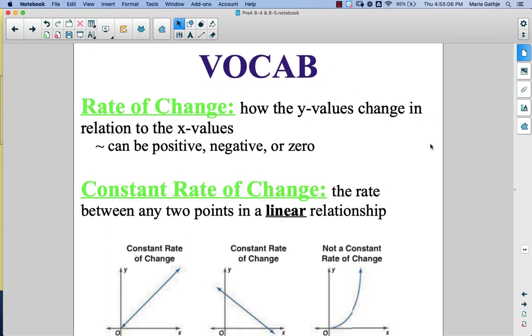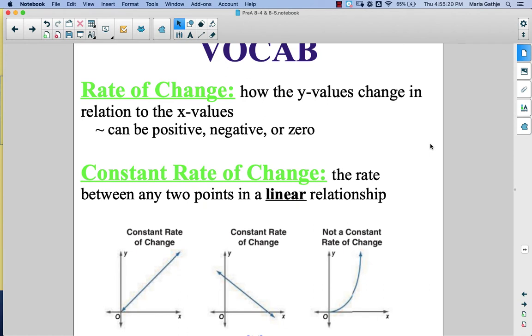to the x values. This change can be positive, negative, or zero. When it is a constant rate of change, this is the rate between 2 points in a linear relationship. So if we look at the three examples down here at the bottom, this first one shows a positive rate of change, and it is constant. It is a line that is going up by the same amount as it continues to go from left to right. This second example is also a constant rate of change.